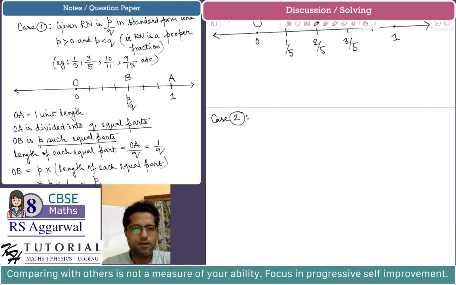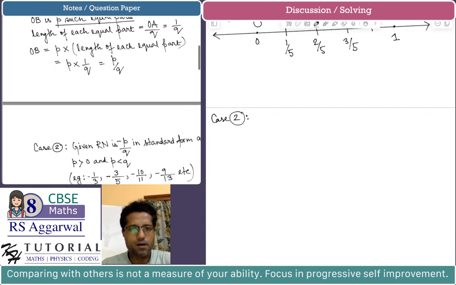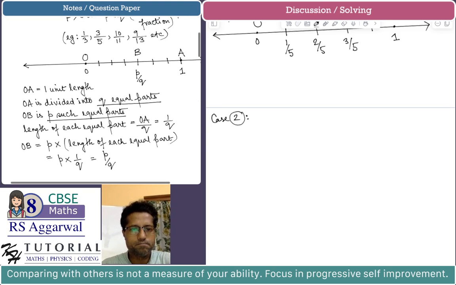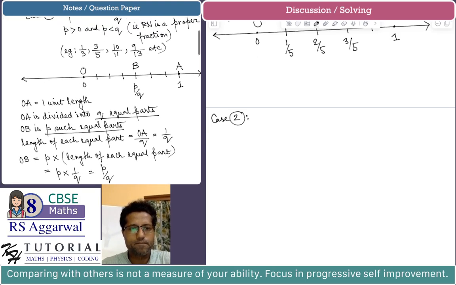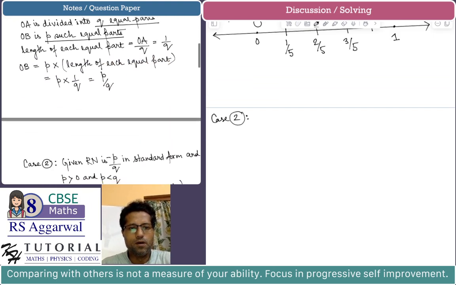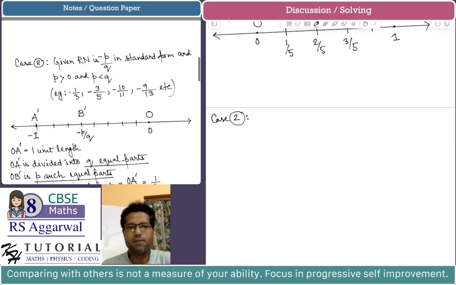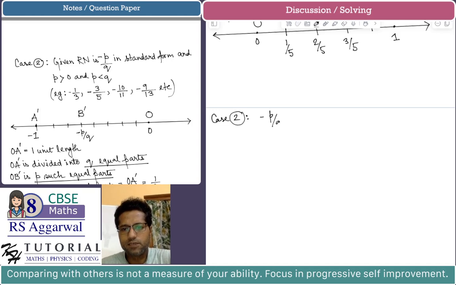How do we represent it? So case 2, this is the notes, you can take a screenshot. Okay, so case 2 is the given rational number is minus P by Q, where P is less than Q. P less than Q means if you consider only P by Q, it's a proper fraction. A proper fraction is where the numerator is less than the denominator. So P is less than Q. So in this case the rational number is of the form minus P by Q, so definitely it's a negative rational number, where P is less than Q.